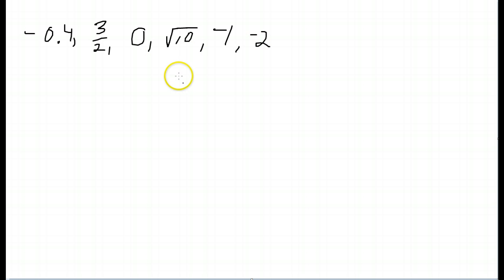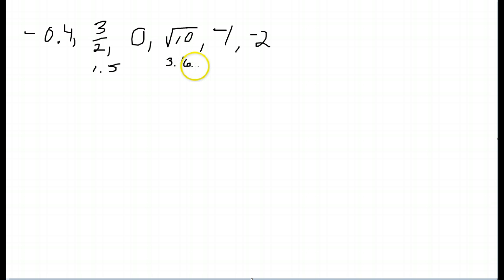Alright, now if we take a look, first of all we have a fraction and then we have a radical. We need to change those to a decimal. As a decimal value, 3 halves is 1.5. And then square root of 10 is 3.16. We need to use those values to help us put these in order.